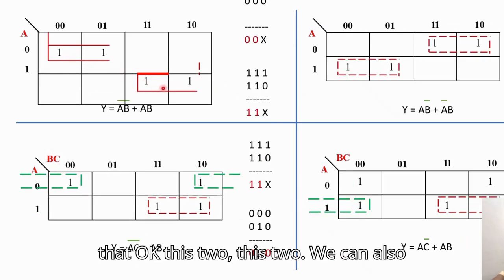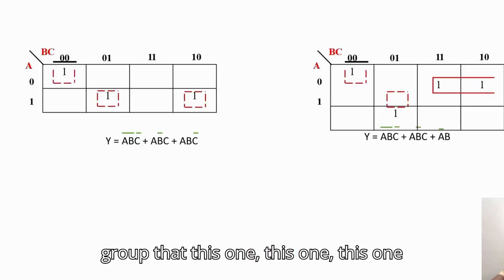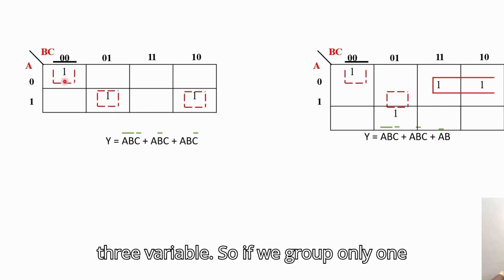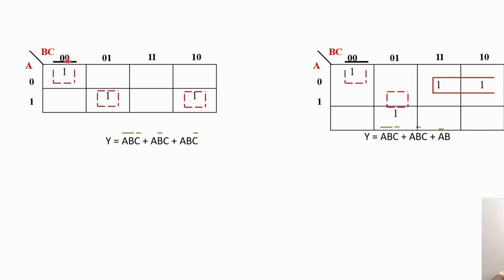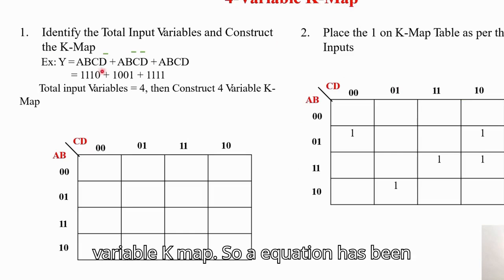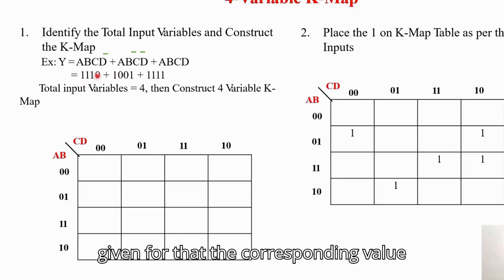This 2, we can also group that. This 1, this 1, 1 cell combinations are also possible in 3 variable. If we group only 1, we should write that corresponding equation. Now comes the 4 variable K-map. An equation has been given, and for that the corresponding values should be written.